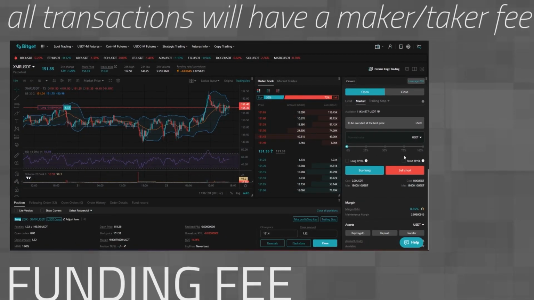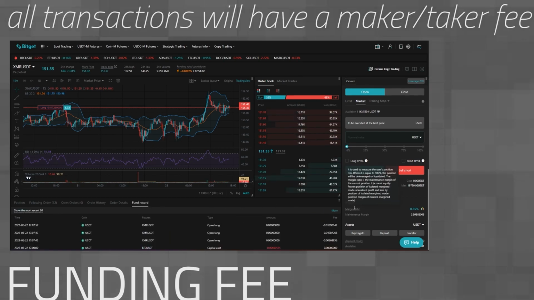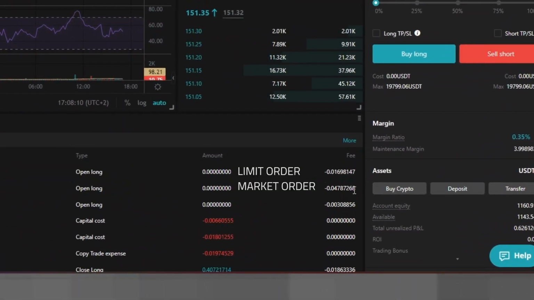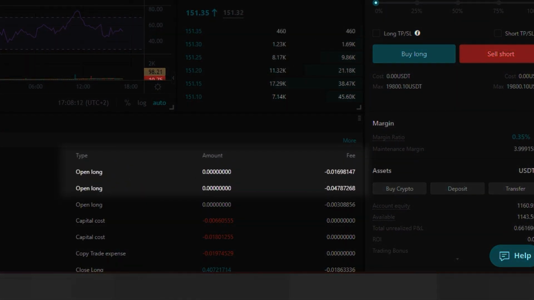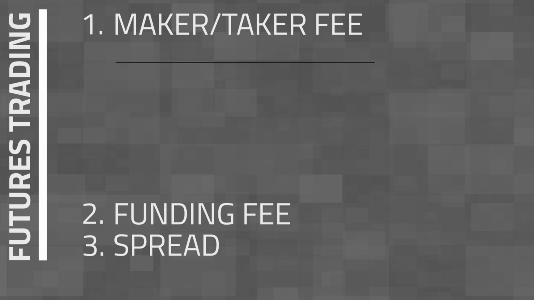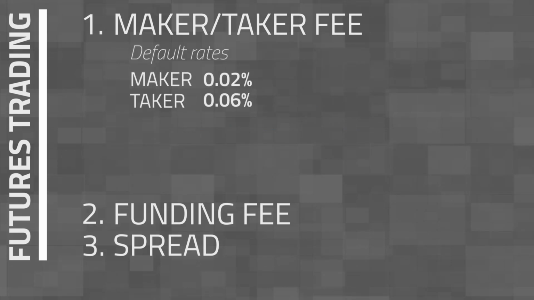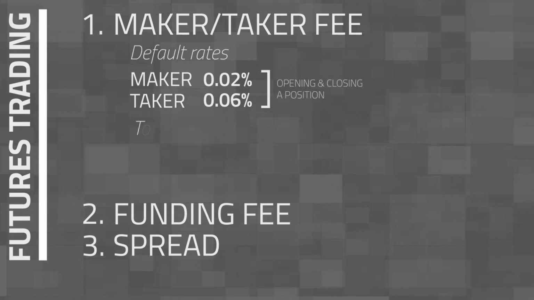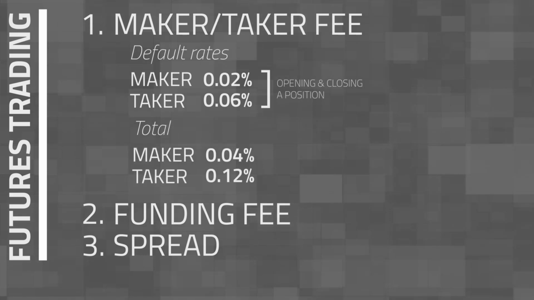Most of the time, exchanges want to incentivize traders to conduct their trades based on limit orders, as they will add liquidity to the order books, and they usually do this by applying lower fees for makers and higher ones for takers. The default fees at Bitget are 0.02% for makers and 0.06% for takers. Now, this cost applies in both directions for opening and closing a position, so the total after each closed position is 0.04% and 0.12% respectively.